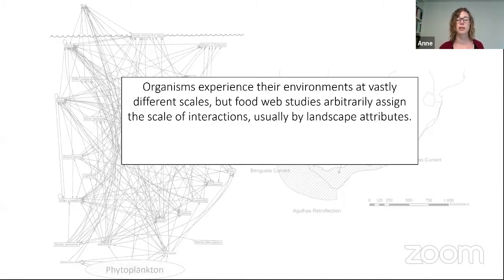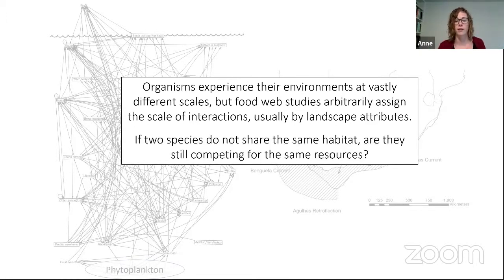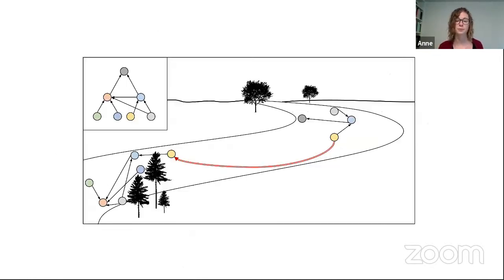Because organisms experience their environments at vastly different scales. But within food web studies, we arbitrarily assign the scale of interaction, usually by landscape attributes. So whether it's a lake or a forest fragment or this current off the coast of South Africa. And if two species don't actually share the same habitat, are they still competing for the same resources? And does it still make sense to view them in this sort of light?